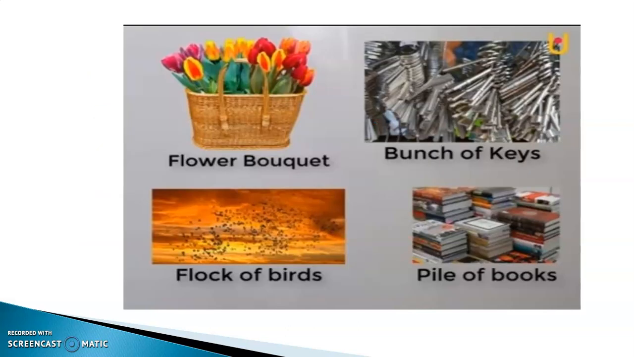Some pictures are given here. It contains the group of things you know. Bouquet of flowers, bunch of keys, flock of birds, pile of books. We use a special word for each of the collection given above. In all the above examples, we can clearly list the objects of that collection. We call the collection of such objects a set.